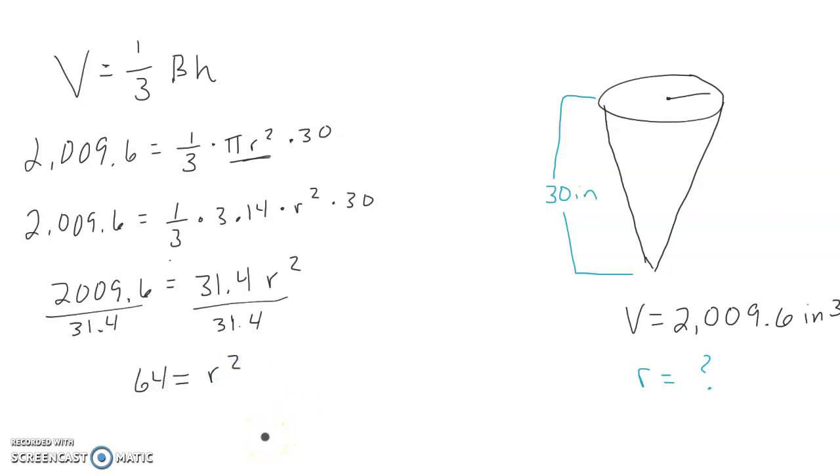But I don't want to know what r squared is. I want to know what just r is. So we find the square root of r squared, which is r, and find the square root of 64, which is 8. So that means the radius equals 8 inches. And that's how we find the volume of cylinders, of cones and pyramids.